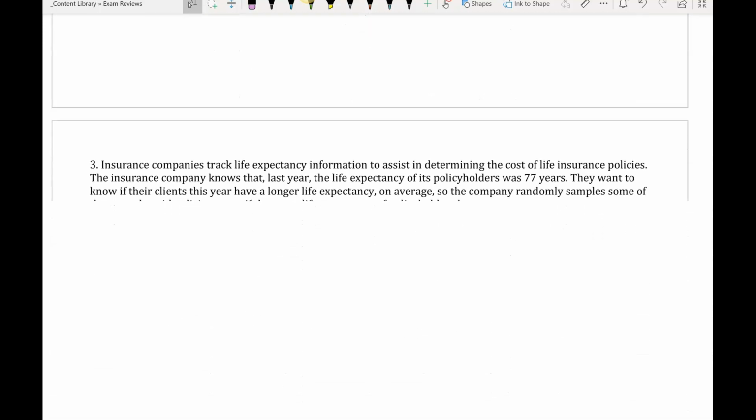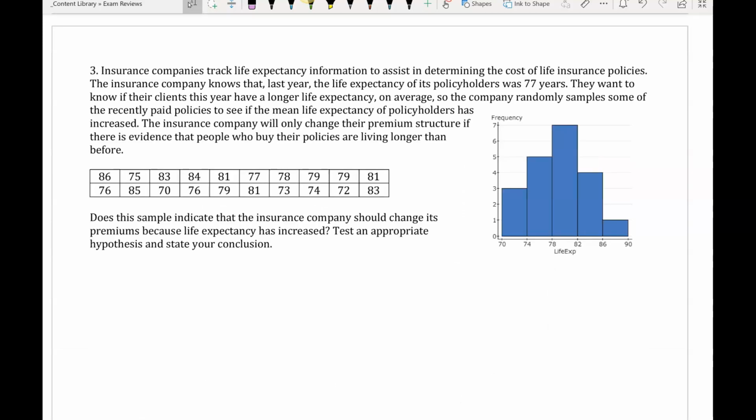Now, let's say, for example, we look at number 3. So insurance companies track life expectancy information to assist in determining the cost of life insurance policies. The insurance company knows that last year, the life expectancy of its policyholders was 77 years. They want to know if their clients this year have longer life expectancy, okay, on average. So the company randomly samples some of the recently paid policies to see if the mean life expectancy of the policyholders has increased. Okay, so they want to know, has the mean life expectancy increased?